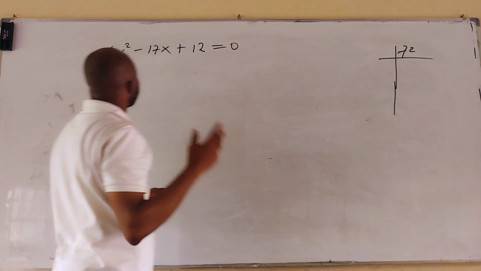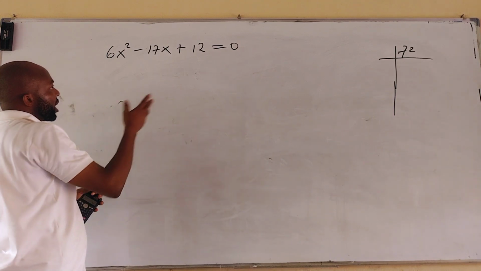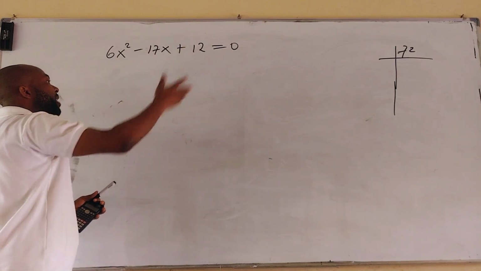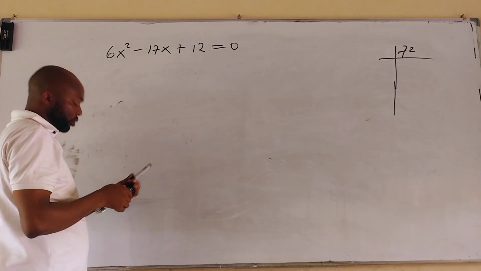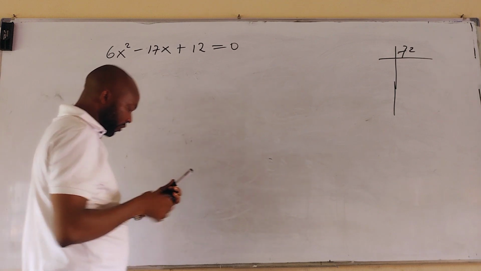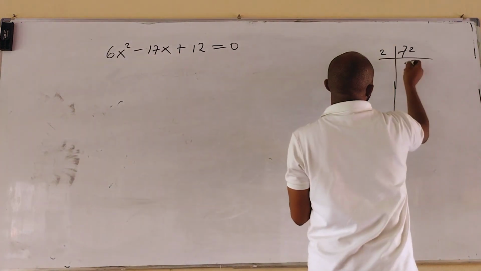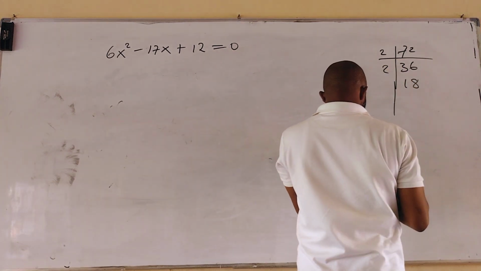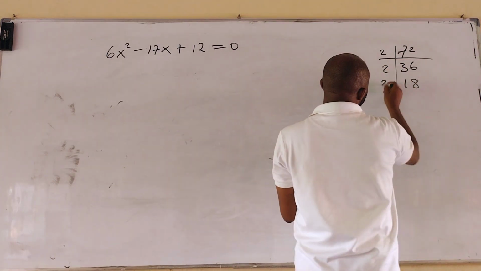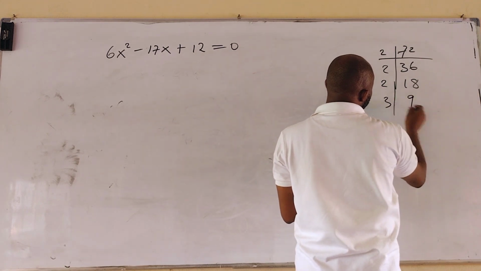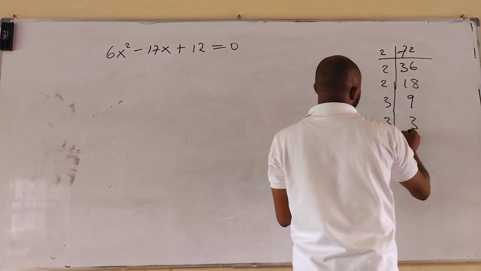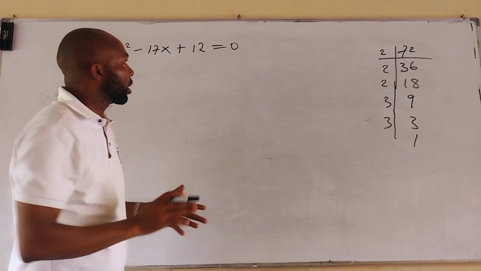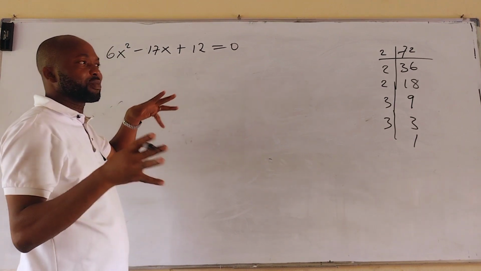We're looking for two numbers that when we multiply we have 72, and when we add we have minus 17. So those two factors must come from that 72. Dividing by 2 gives 36, then 18, then 9. Then 3 goes here to give 3, and 3 gives 1. So from here, let's see how we can draft out the factors that when we add them, we have minus 17. That's our target.